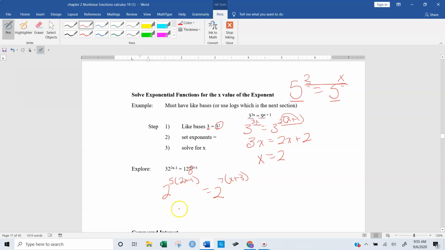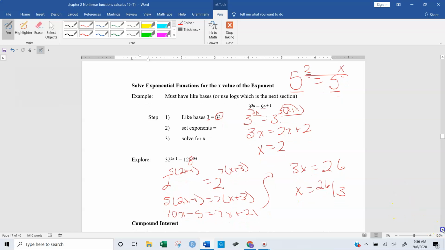All right, bases are the same, so let's just write this one out. So we have 5 to the 2x minus 1 equals 5 to the 7 times x plus 3. Do your distribution. I'm out of room here. So 10x minus 5 equals 7x plus 21. Okay, let's subtract the 7x. I'm going to move up here. And we're going to get 3x equals, add the 5, 26. So x equals 26 thirds. And you are done.